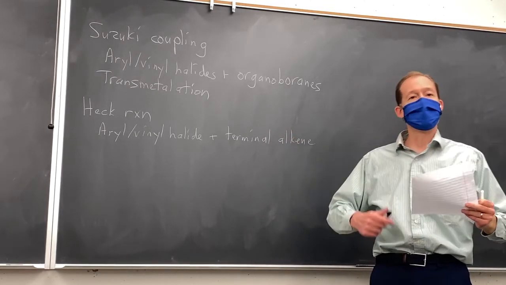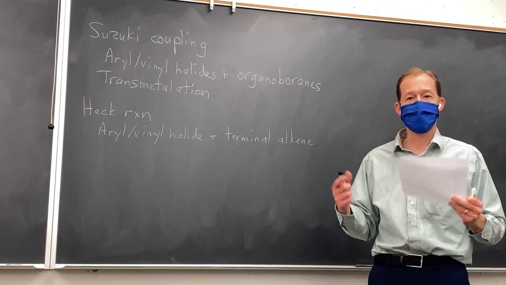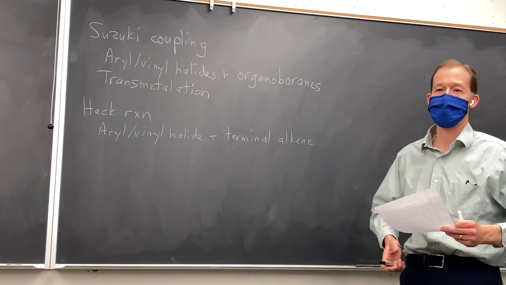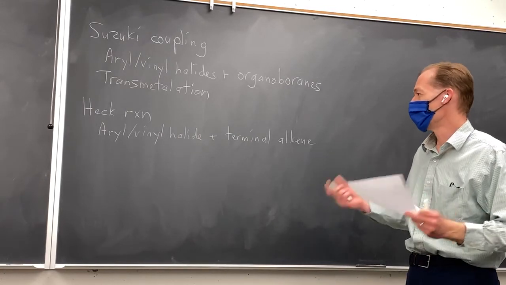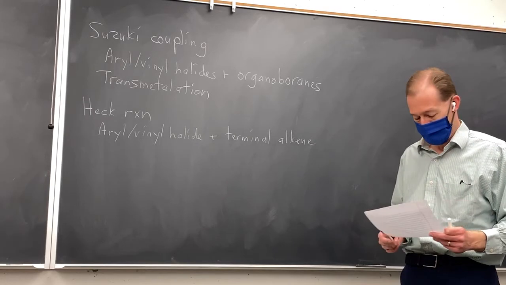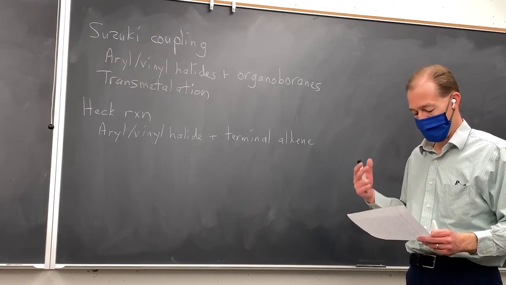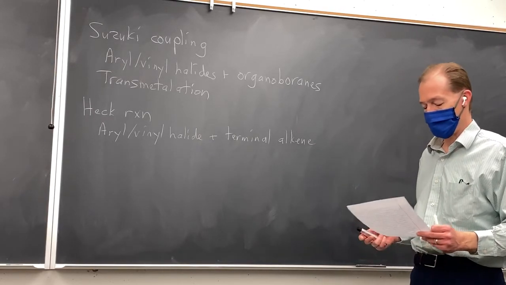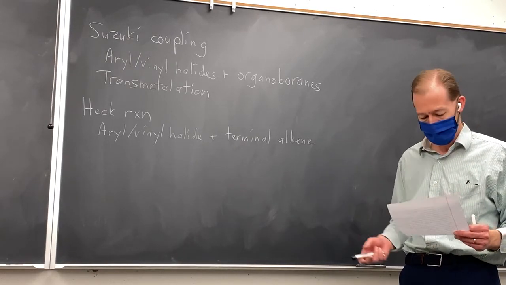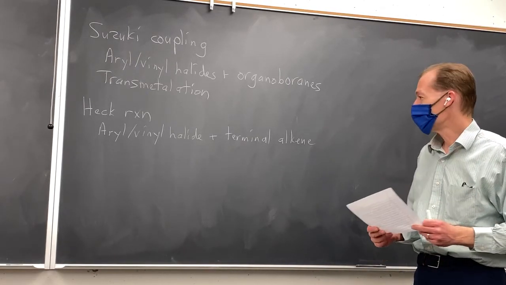So we're going to generate trans alkenes by coupling these species to a terminal alkene. So we're going to add an aryl group or a vinyl group to a monosubstituted alkene. And we'll talk about that. We'll talk about the stereochemistry involved in that. We're going to form trans alkenes from this reaction. We'll explain why we form trans alkenes.